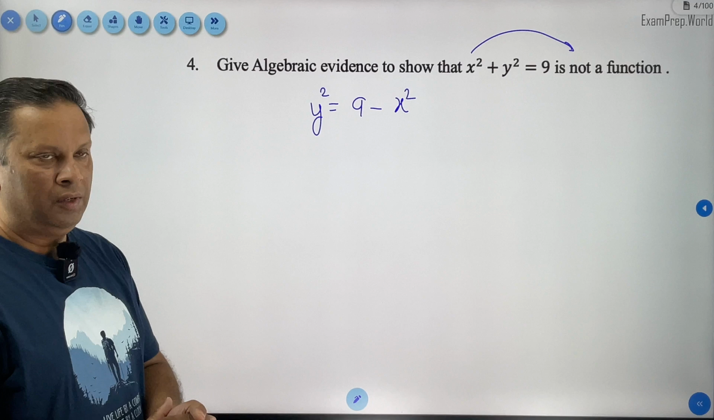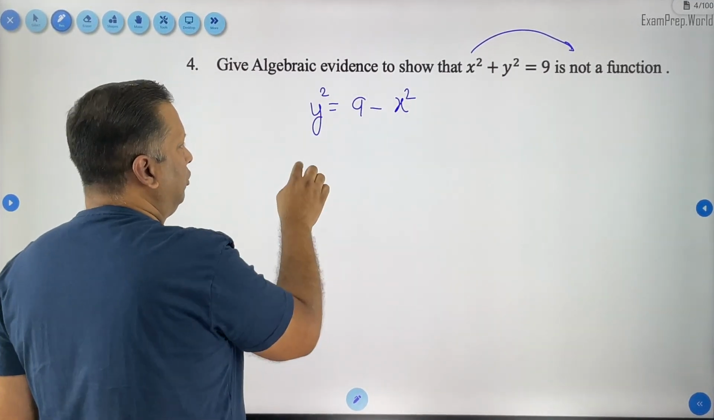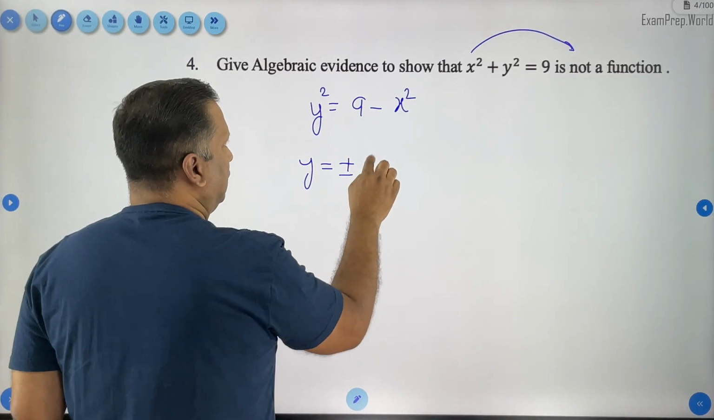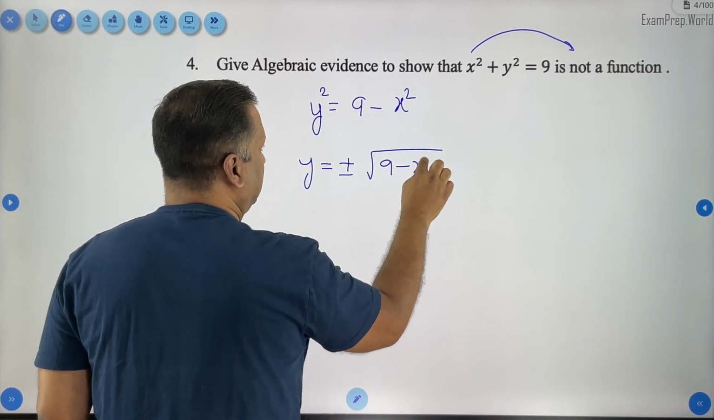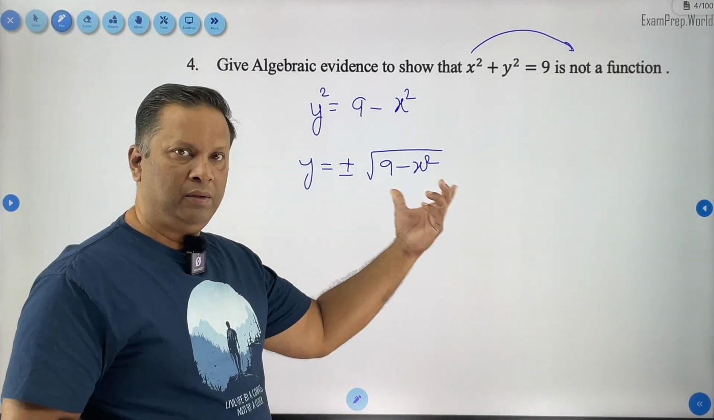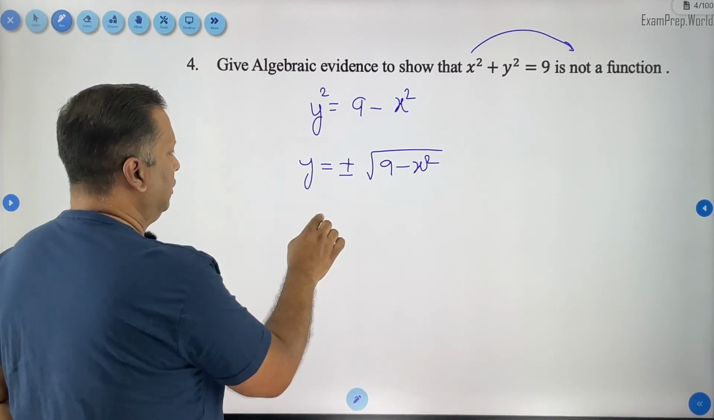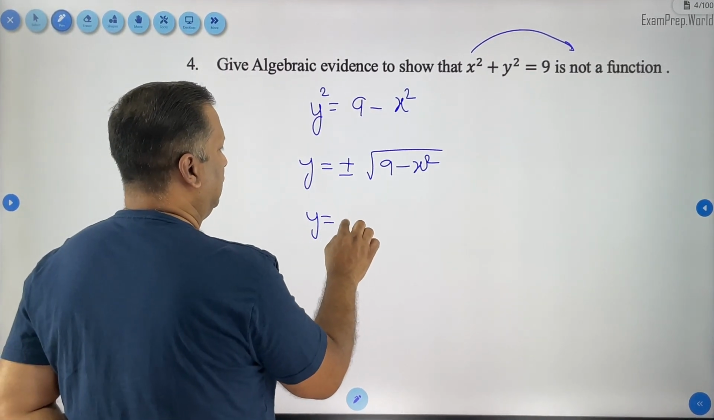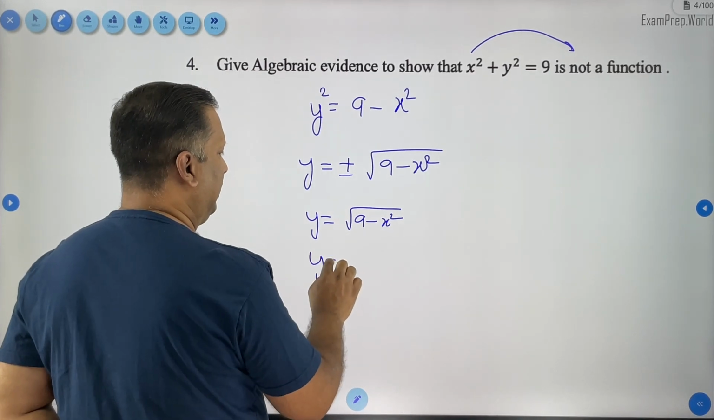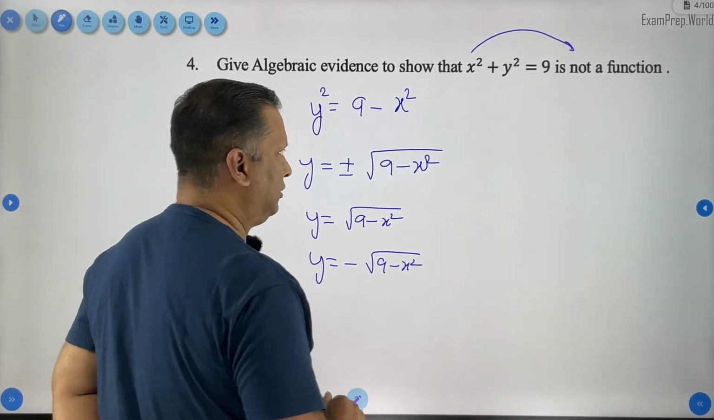Okay. Now when I remove this square, what do I have to do? y will be equal to plus or minus root of 9 minus x square. So y has two values here. Look, the first value of y is the positive root of 9 minus x square, and the second value of y is the negative root of 9 minus x square.